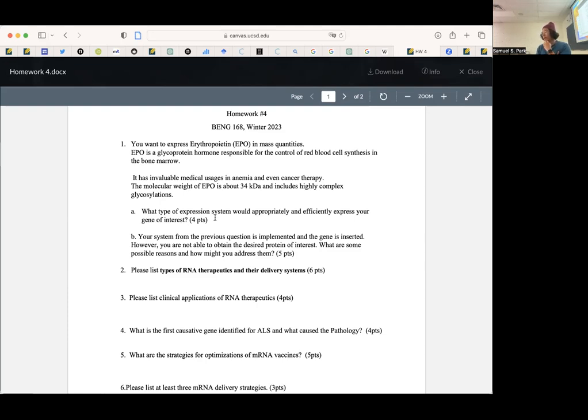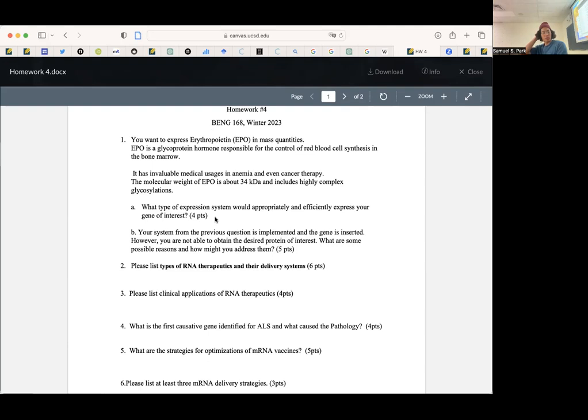The expression system can span anywhere from the plasmid, the DNA, the way that you construct it and insert your gene of interest in what form of DNA, all the way to the organism that's going to produce the end product, the protein for you. So it does span that. Since it's a little bit ambiguous, I would probably try to touch upon both of those.